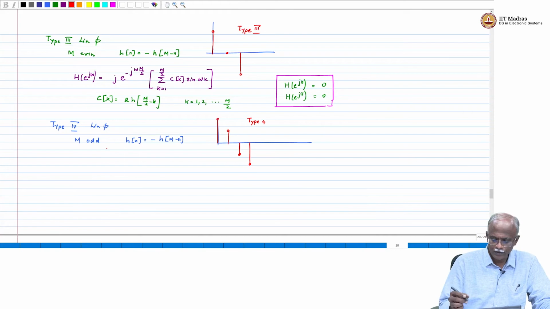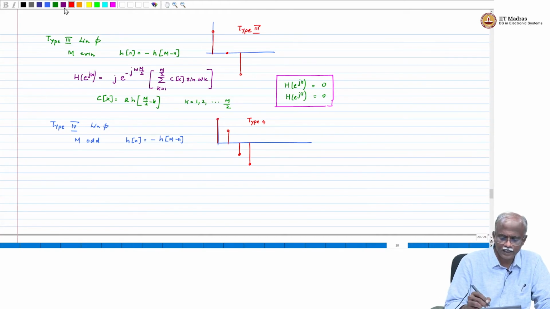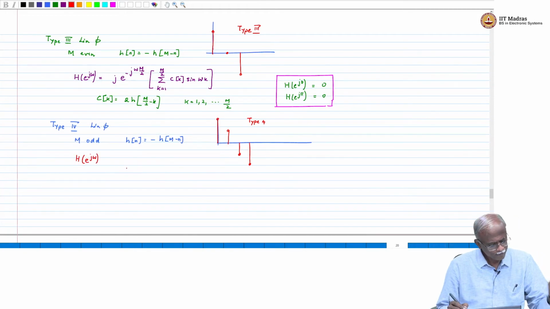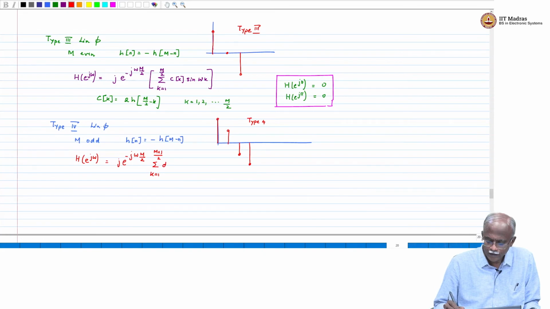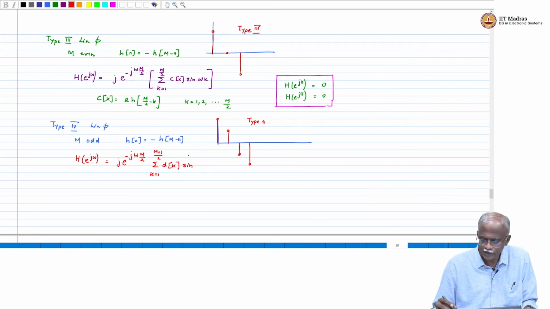Again you can write down the expression, the H_E of j omega. This can be written as, it will come out to be j times e to the power minus j omega m by 2, summation k equal to 1 through m plus 1 by 2, d_k sine of, now you will get the half terms, omega times k minus half.